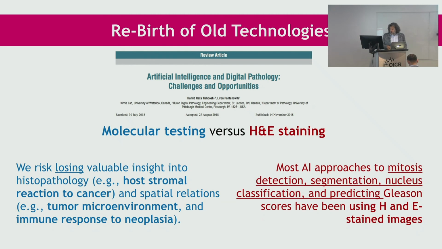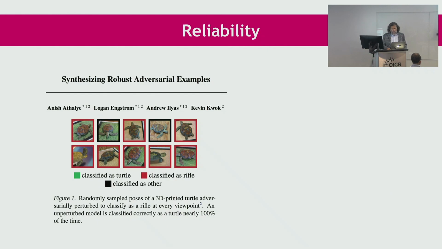Whereas at the moment, most AI approaches that go after mitosis detection, segmentation, nucleus classification, and predicting Gleason scores have been using H&E, mainly because we have a lot of data. Maybe most glass slides are H&E. So I don't think H&E will go away so soon. It will stay. It's practical, and now we are getting some value out of it. So why should it go anywhere? There will be cases where you cannot see whatever you want to see with H&E, and then you go with some biomarker, that's okay, and it will stay. And things will probably just get shifted.